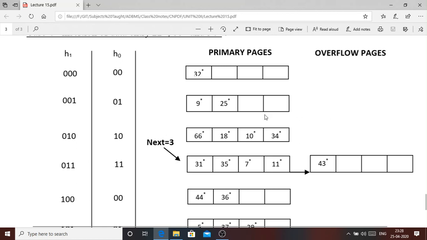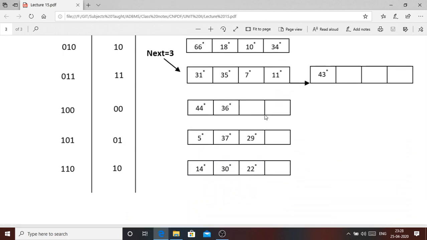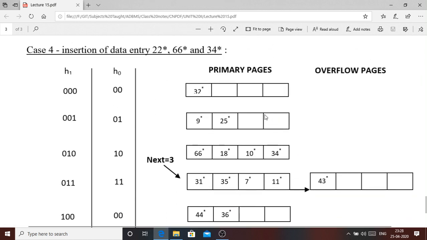This is how linear hashing works. Okay, so I think you have understood. You can check using some more values to insert in the linear hashing table, and this is all about the linear hashing technique. Thank you.